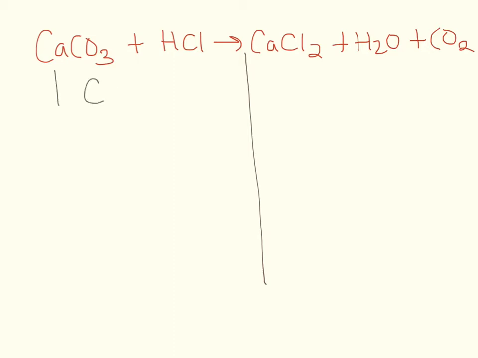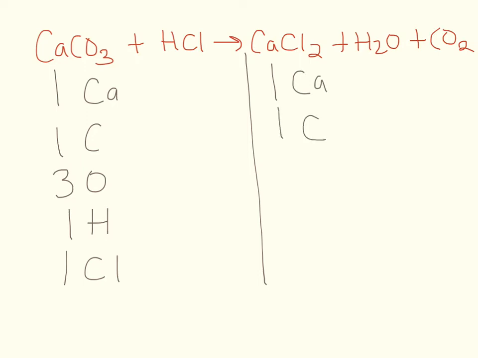So we have 1 calcium element on our left side. We have 1 carbon. We have 3 oxygens, we have 1 hydrogen, and 1 chlorine atom. And I'm going to do the exact same thing to the right side. So I have 1 calcium atom, I have 1 carbon, I have 3 oxygens, so 1 there and 2 there, that gives us the 3. I have 2 hydrogens, and I have 2 chlorine.